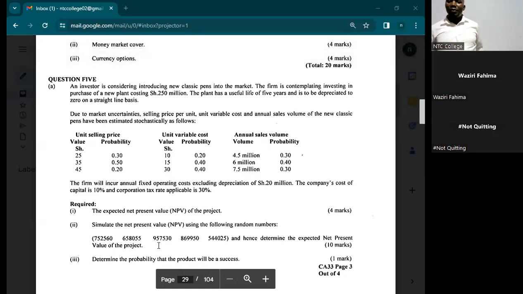Now the plant has a useful life of 5 years and is to be depreciated to zero on a straight line basis. So that means that if the plant is being depreciated to zero, there is no salvage value. You get no money from that machine, it is all used up. So the full figure, which is 250, is going to be fully depreciated. So can somebody calculate for me the depreciation amount? What is the amount of depreciation per year? I'm giving you 2 minutes.